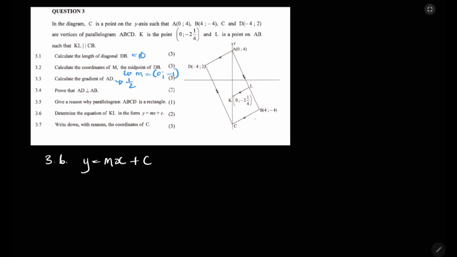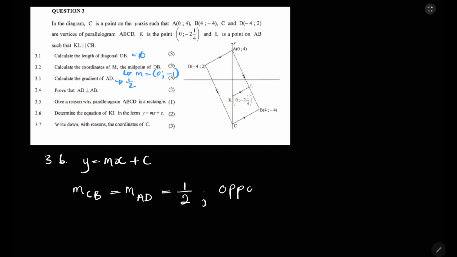So since ABCD is a rectangle, we've proven this in the previous question. The opposite side, AD, meaning from here to there, is parallel to BC. For rectangles, opposite sides are equal in length and parallel. And what do you guys know about parallel lines? They have the same gradient. So do we have the gradient of AD? Yes, it's 1/2. We calculated that in the previous question.